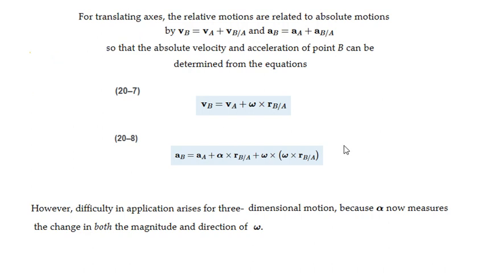Okay, so now we will get into absolute. How are we going to go from relative into absolute? So absolute velocity, you can find it this way. Now we're picking a point B.